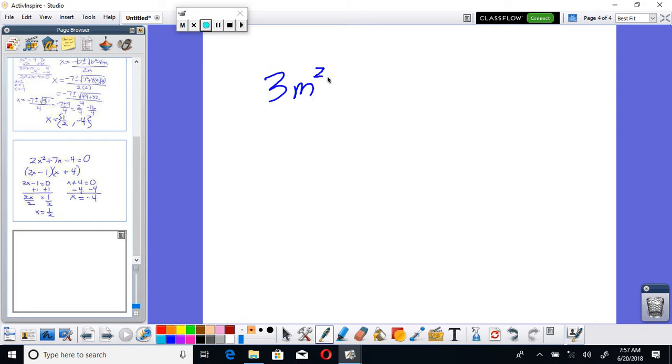3m squared minus 8 equals 10m. Okay. Pause the video. Try this on your paper. See if you can get what comes up on the screen next.